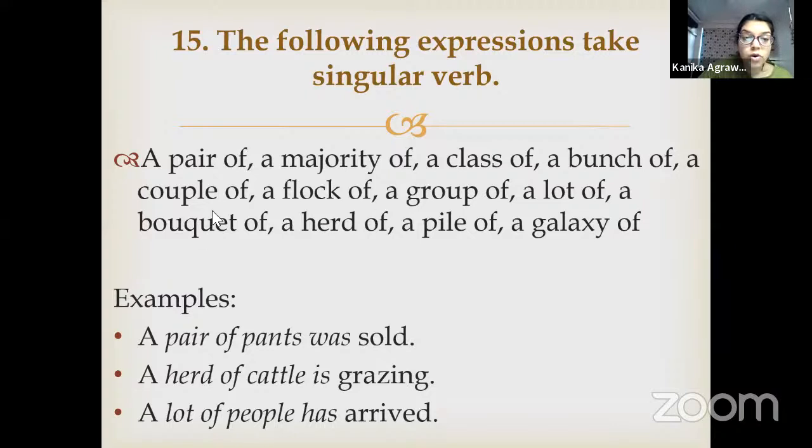Okay. So whenever you see these words, a pair of, a majority of, a class of, a bunch of, a couple of, a flock of, a group of, a lot of, a bouquet of, a herd of, a pile of, a galaxy of, in this case, you will always use singular verb. Okay. A pair of pants was sold. A herd of cattle is grazing. A lot of people has arrived. A galaxy of stars was seen. A pile of notebooks is showcased.